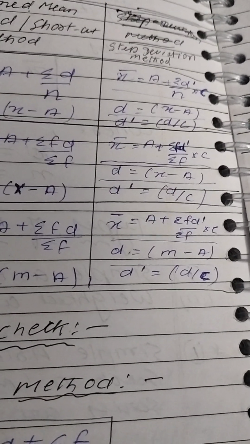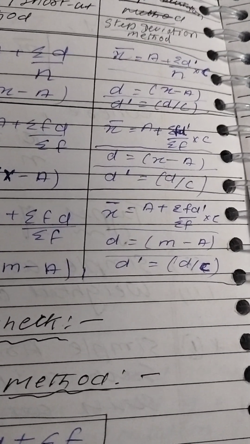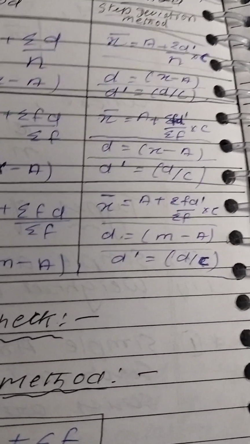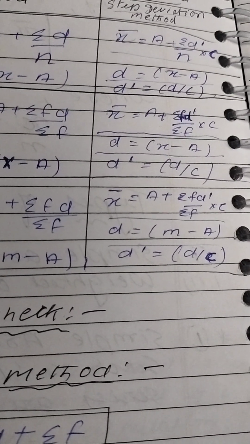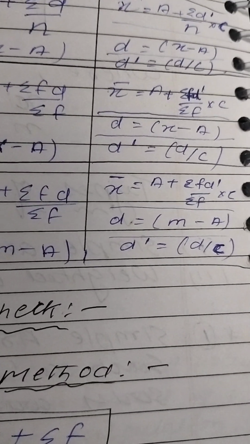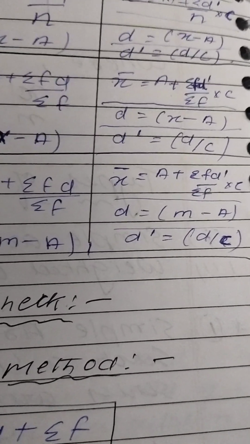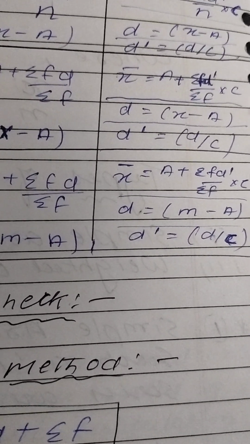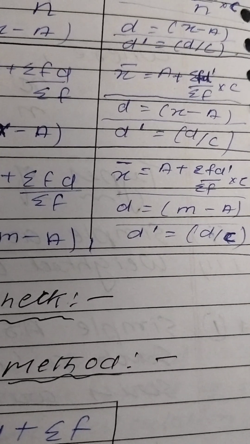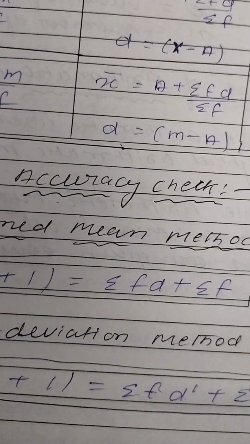Then we have a plus summation fd by summation f into c, and d dash is d by c. So here the formula is the same, and in the place of x there is m minus a. So why is a added? Because when we assumed any kind of number, we subtracted it from all these numbers, and in order to compensate we added back the assumed mean.